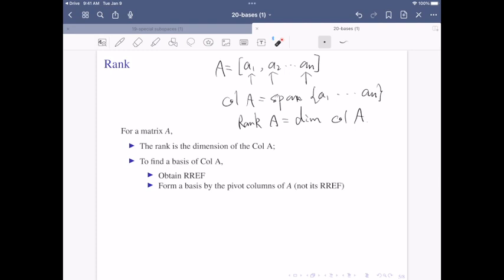To do that, what we do is a two-step procedure. First, I want to change A into REF, and then form a basis by the pivot columns of A, not pivot columns of REF. This is a very subtle point, but we have to be careful. At the end, the basis is given by those vectors in A, not in REF.